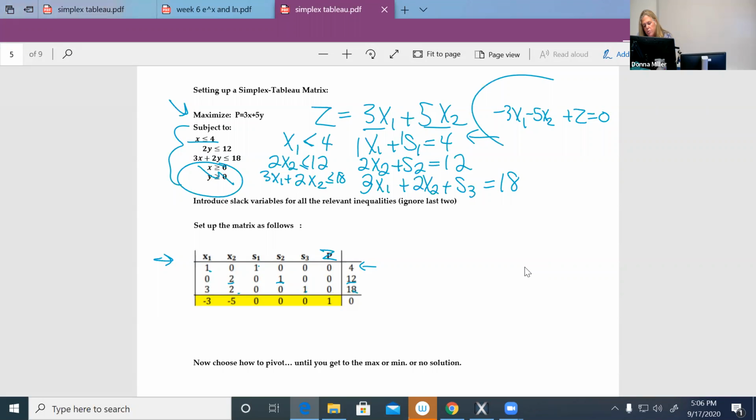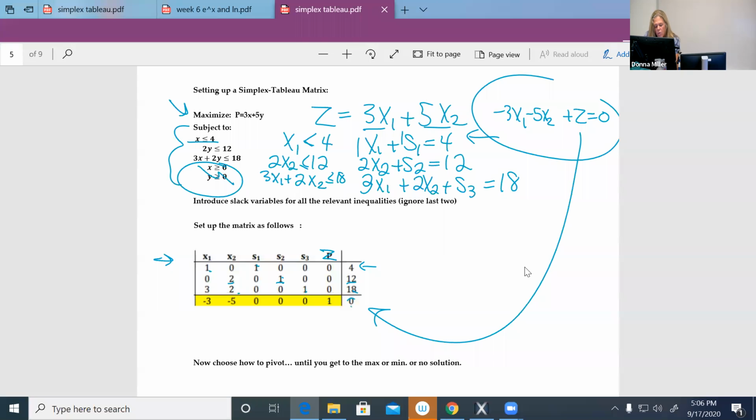And your objective always goes in the bottom row, all right? -3, -5, z is 1, and you always have 0 here, okay? Now you're ready to do your pivot. A couple things to notice. You notice the ones always go down diagonally, with all zeros if you set it up right. Should have some negative numbers here.